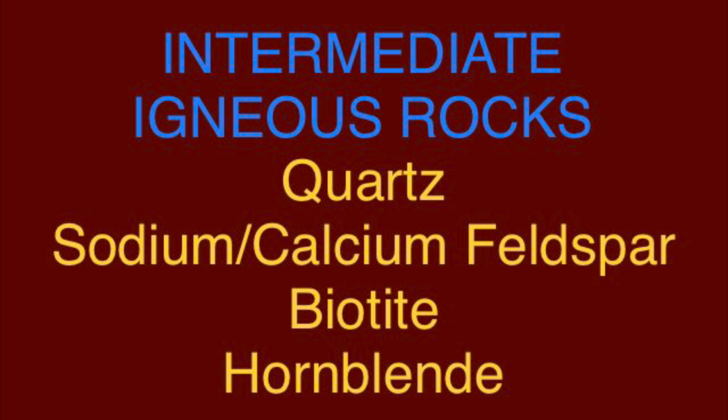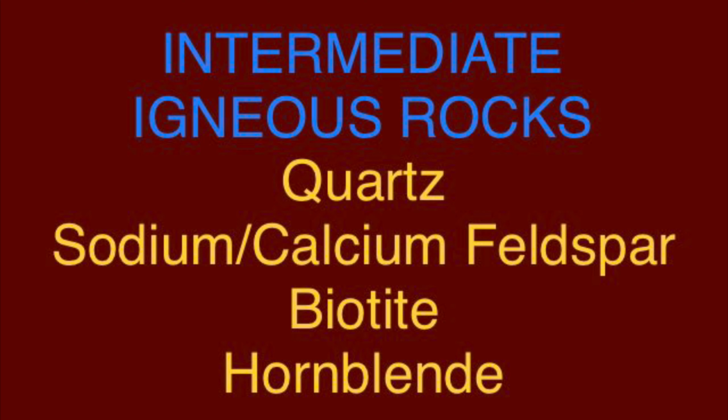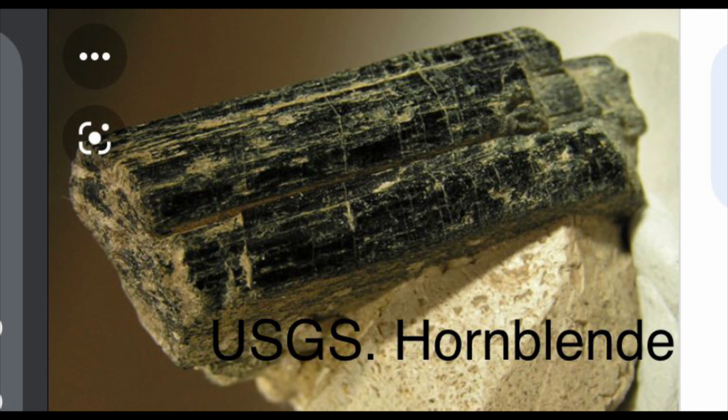Also, intermediate rocks have a lot of biotite in them, whereas felsic rocks don't have a lot of biotite in them. Biotite has iron and magnesium in it, but not nearly as much iron and magnesium as the minerals in mafic rocks like basalt. And finally, we can have the mineral hornblende in these intermediate rocks, which is similar in its element content to biotite, except it has more iron and magnesium, and it's much harder physically than the biotite.